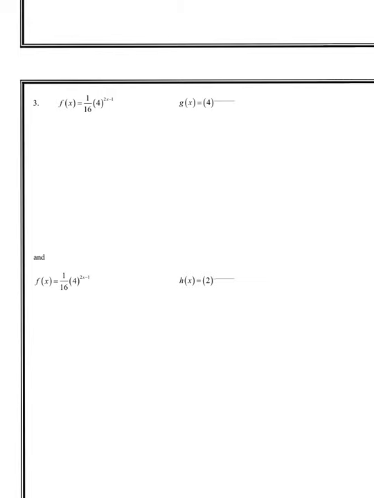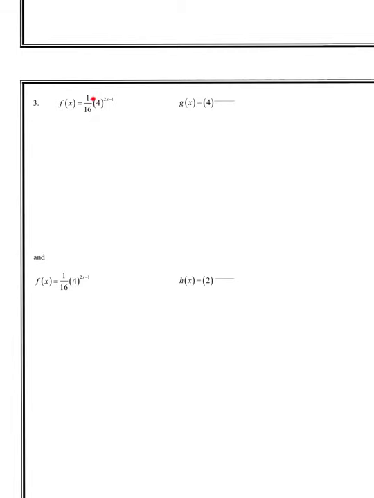In this last example, we are going to find two equivalent exponential functions for this f of x function. That is 1 over 16 times base 4 to the exponent 2x minus 1. I want to change it to a g of x function with base 4, as well as an h of x function to base 2. So first, let's change everything to base 4.